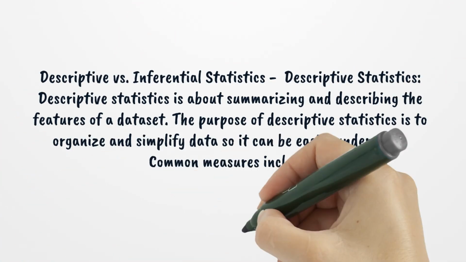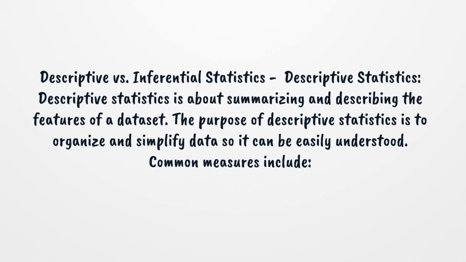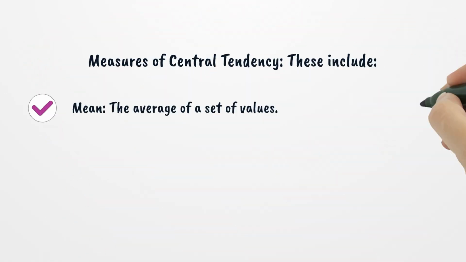Descriptive versus inferential statistics. Descriptive statistics. Descriptive statistics is about summarizing and describing the features of a dataset. The purpose of descriptive statistics is to organize and simplify data so it can be easily understood. Common measures include measures of central tendency.